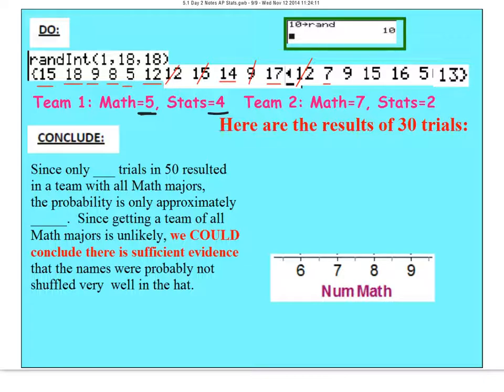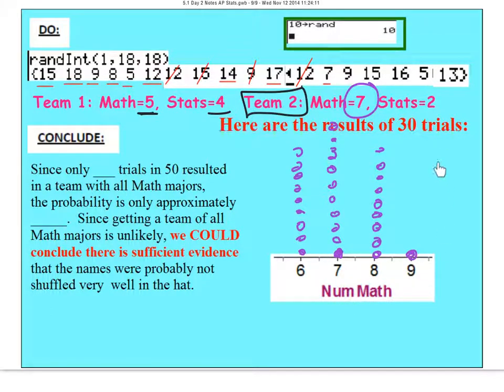And I really don't even have to count for team 2, by the way. I can just do the math for it. I know that if there's 5 math here, there has to be 7 math there, and 6 stats total, so there has to be 2 here. Now, what is the most amount of math people we have on any team? It's going to be right here, 7. So for this case, I would record a 7. I want to run this enough times, so let's repeat this entire thing 30 trials and see what we get for our outcome. This right here is our dot plot of the 30 trials.